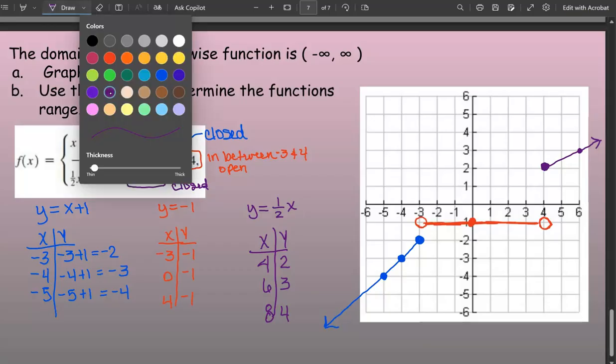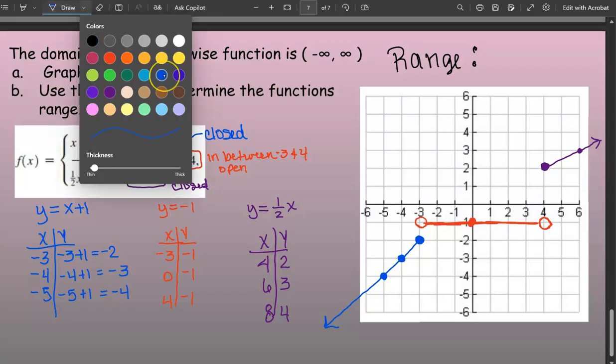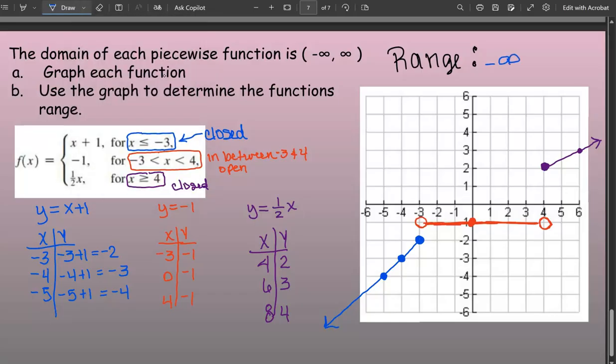Now the range on this one's going to be a little tricky. The range here, because we have 3 different pieces of the graph. And so for the blue graph, we're going to go from negative infinity to negative 2, parenthesis bracket. We're going to union that with the number negative 1, and we're going to union that with 2 to infinity.